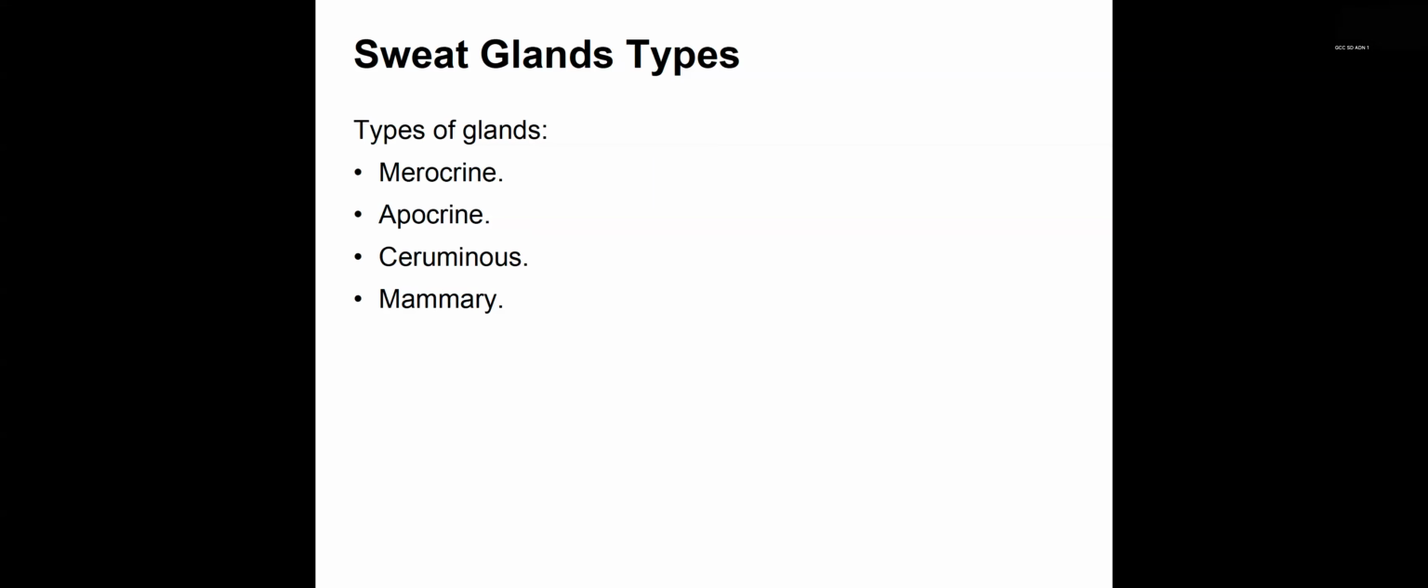You have ceruminous glands. Ceruminous glands are specialized sweat glands found only in the external ear canal. They produce cerumen, or earwax. Earwax protects the ears by trapping dirt, dust, and other foreign particles and has antibacterial properties. Mammary glands are specialized sweat glands that are part of the female reproductive system. They are responsible for producing and secreting milk to nourish the infant during lactation.